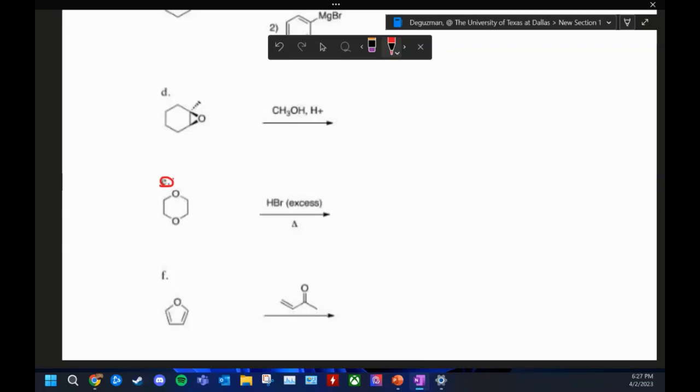The only reason that in this case we have to put one of them on the wedge is just because they're trans to each other, so it's required that you keep that. However, typically you just put that on the dash.